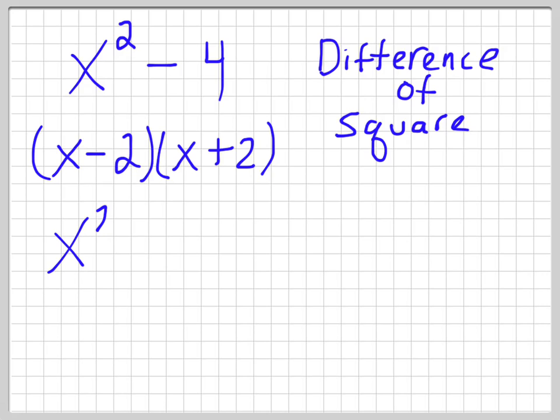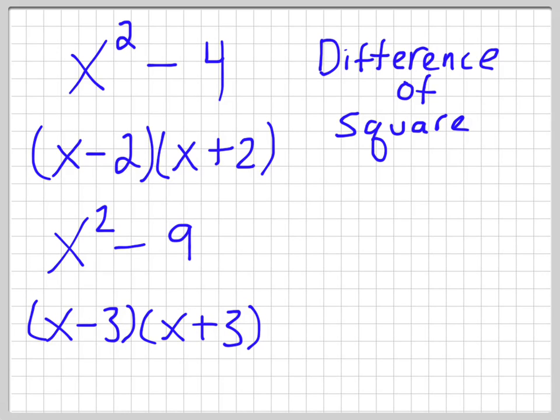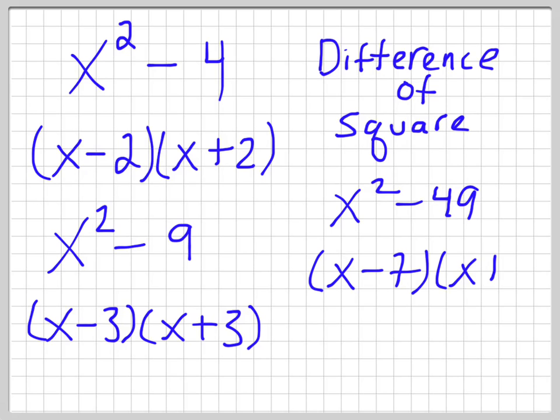Let's see another one. x squared minus 9. The square root of 9 is 3, so it's x minus 3, x plus 3. How about another one? x squared minus 49. The square root of 49 is 7, so x minus 7, x plus 7. That's it. That is difference of squares. Nothing more to it than that.